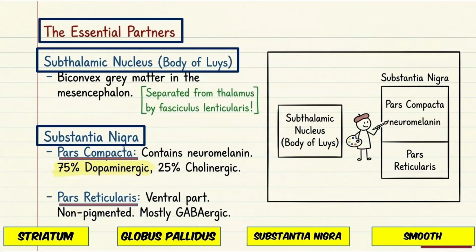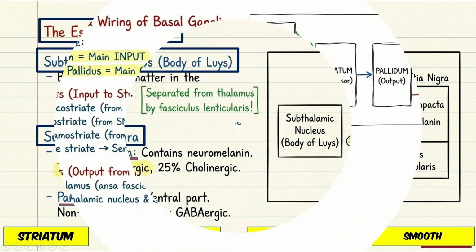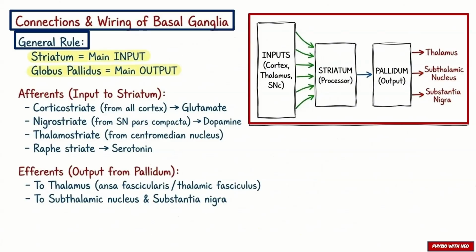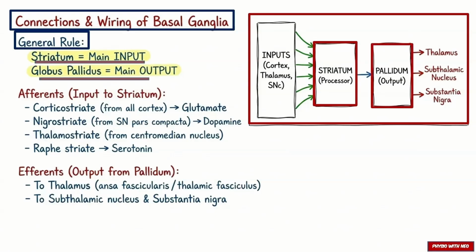Now comes the most important diagram of today's chapter. Connections and wiring of basal ganglia. This diagram looks complicated initially, but actually it is very logical. Let's simplify it. First, understand the general rule. The striatum is the main input and globus pallidus is the main output.